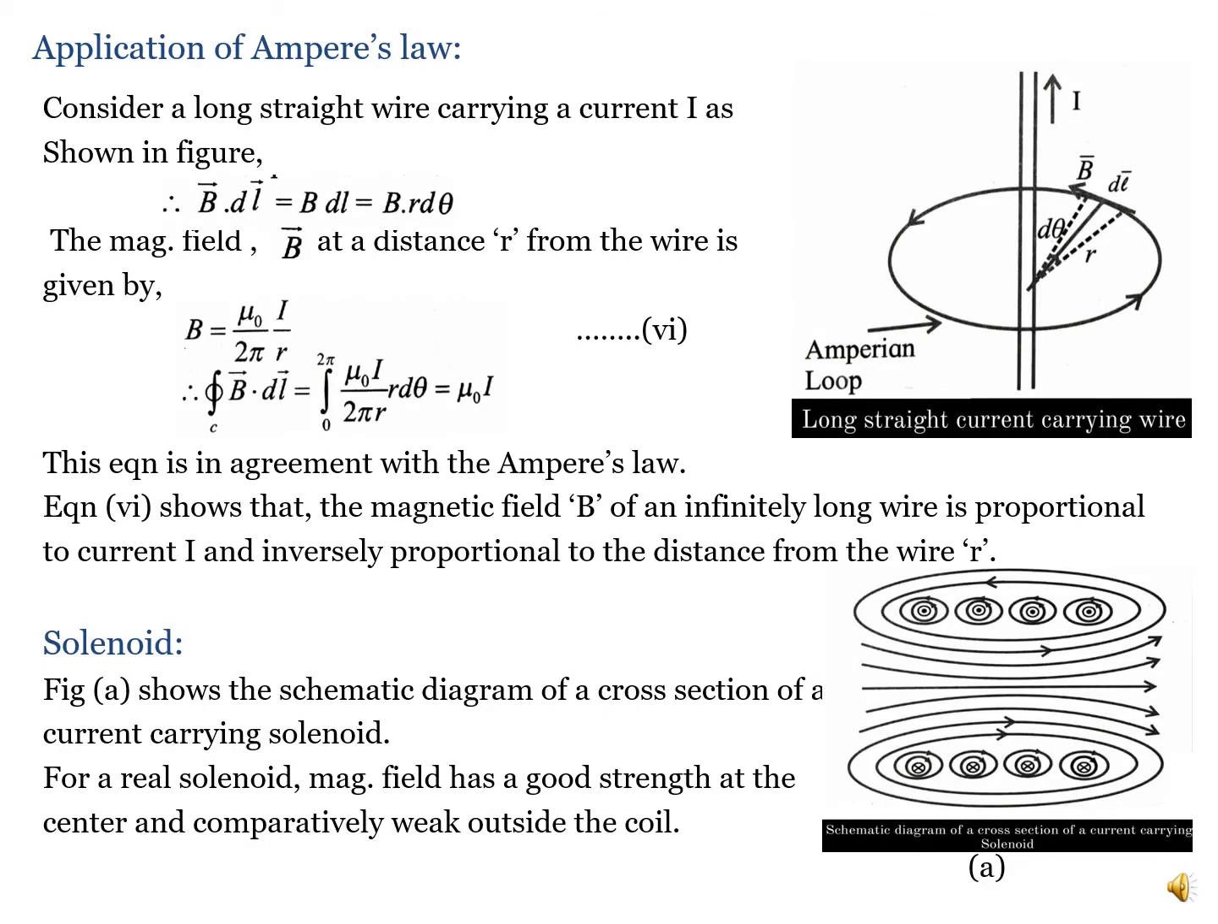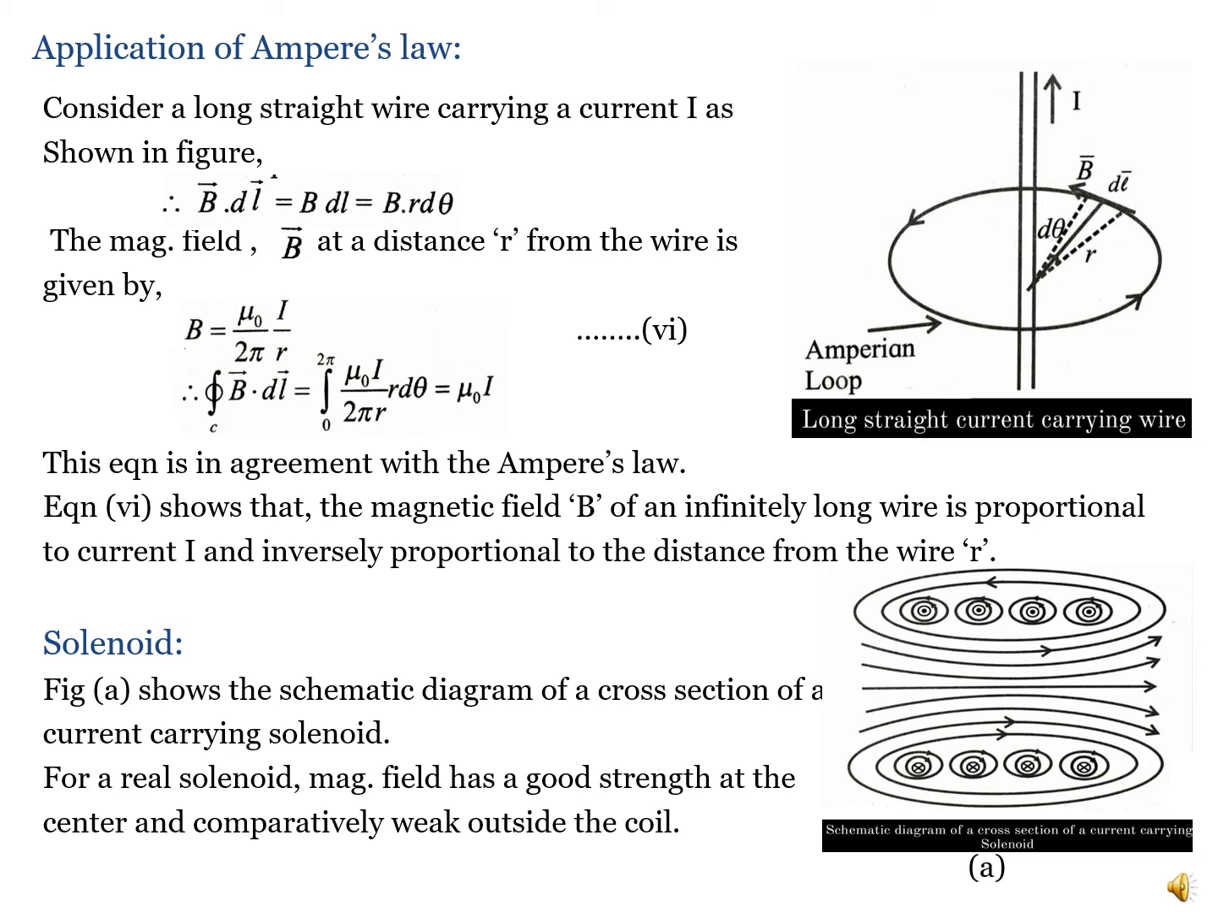From this discussion, let us consider the application of Ampere's law. Let's consider a long straight wire carrying a current I as shown in the figure. B bar and dl bar are tangential to the Amperian loop. Here, the loop is nothing but a circle. Therefore, we can write the equation as B bar dot dl bar equal to B dl. It is equal to B dot r d theta.